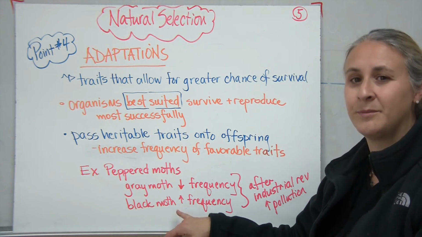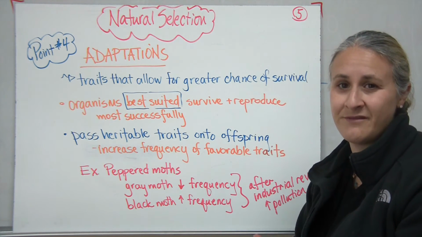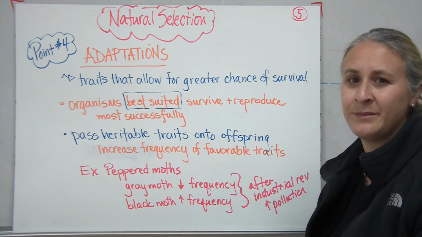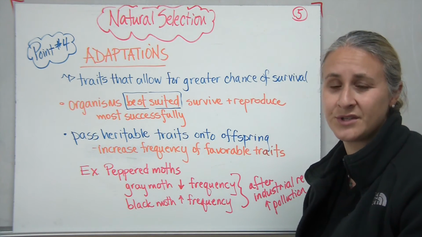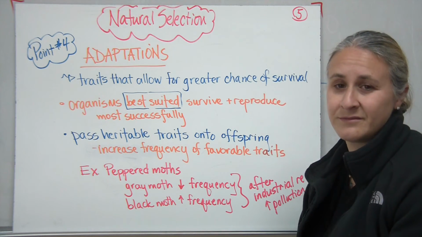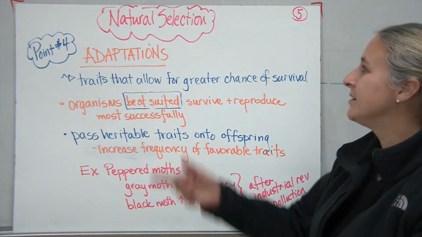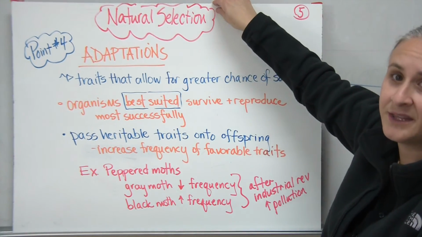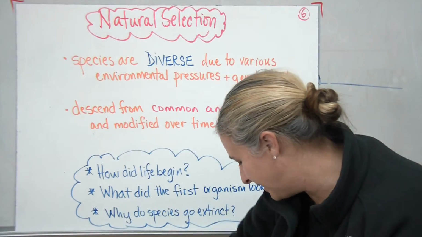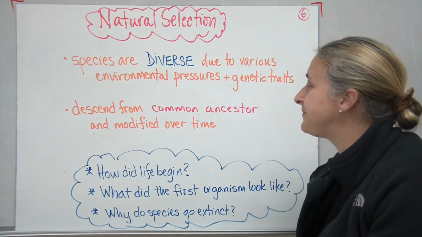The black moth numbers increased in frequency because now they were better able to blend in with their environment. So it turned out that the environment basically forced these changes to occur because our gray moth no longer was able to hide and camouflage themselves against the trees. So they didn't survive, they didn't pass on that trait to their offspring. The black moths survived, passed on that trait to their offspring, which is why they increased in their numbers.